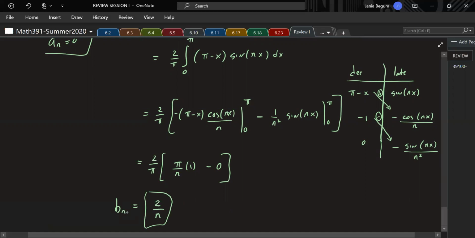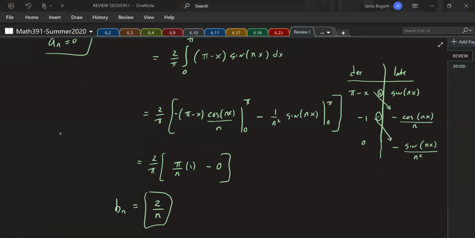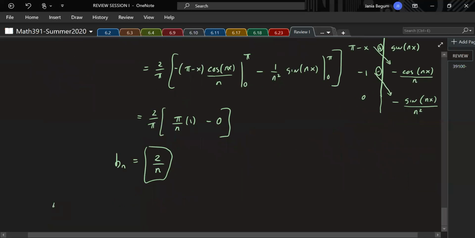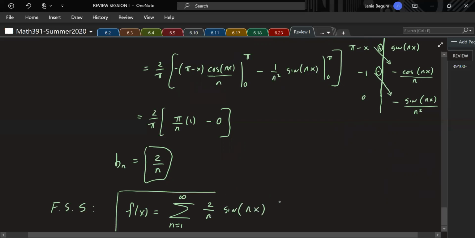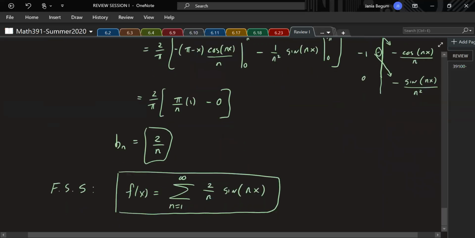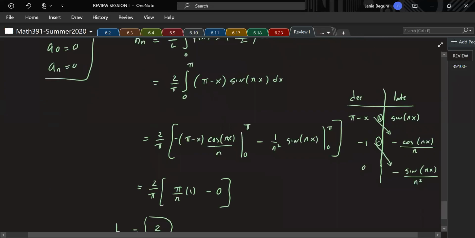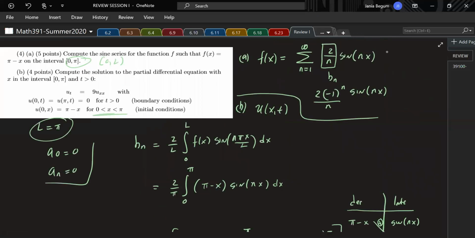That's nice. Now we write out our Fourier representation of this. So our Fourier sine series, FSS, is going to be f of x equals the sum from n equals 1 to infinity of Bn, which is 2 over n, sine of n pi x over L. Pi will cancel because L is pi. So that will be the Fourier sine series for this function. So let's see which one do we have. So this looks correct.